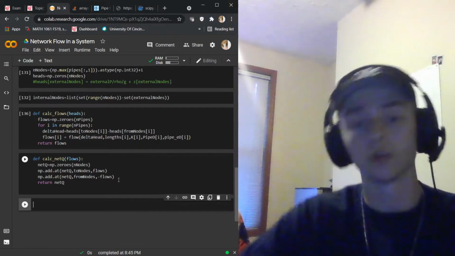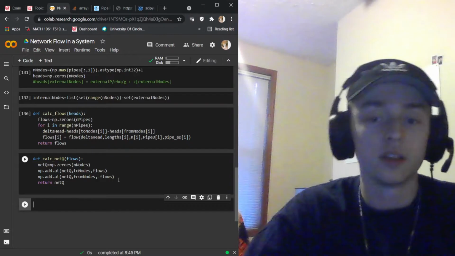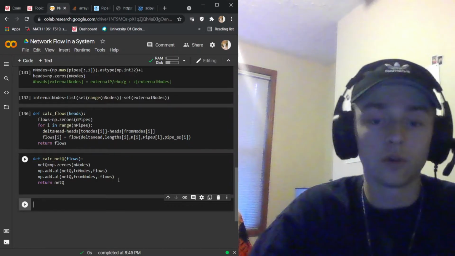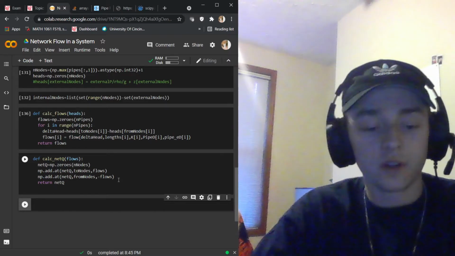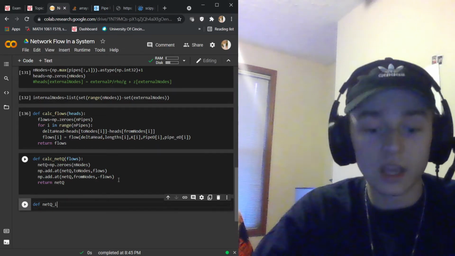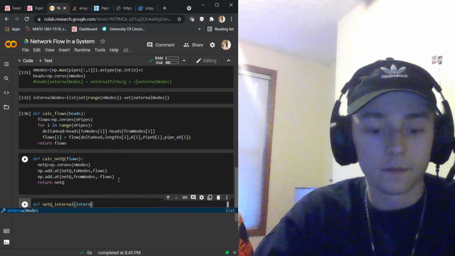Okay. And so now the next step in our environment is to create a function that finds the roots or the zeros of the net flows. And so for this to work, we need the flow for all the internal nodes to be 0. And so what we're going to do is define a function where our net flow internal dependent on our internal pressure.